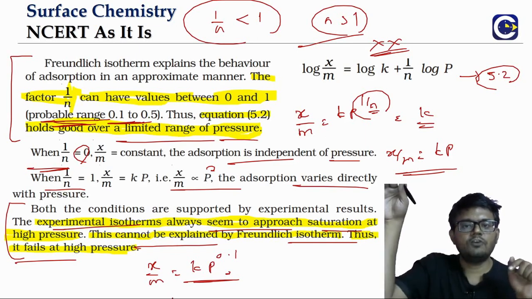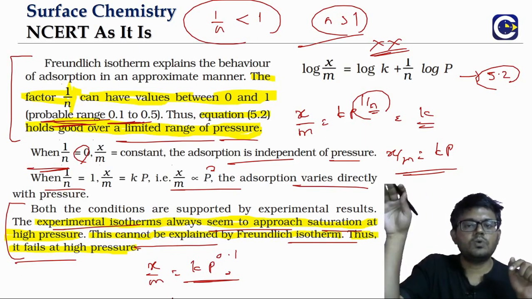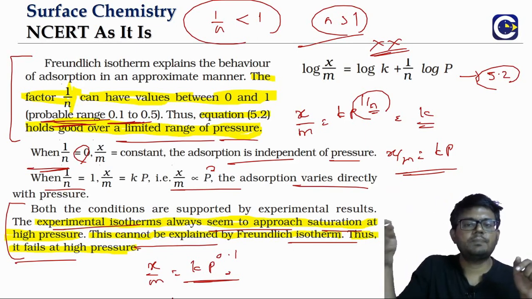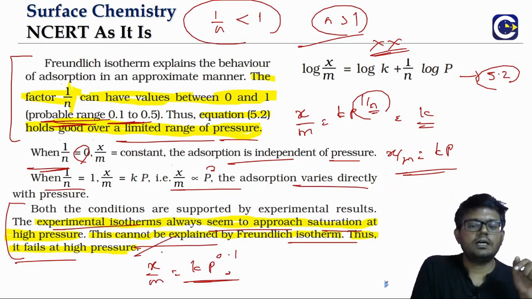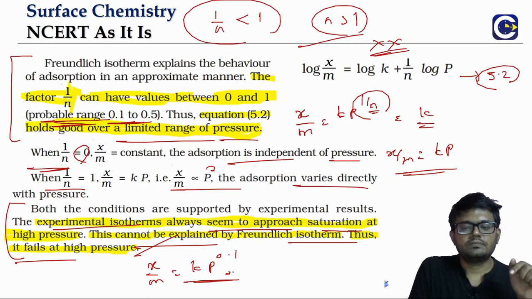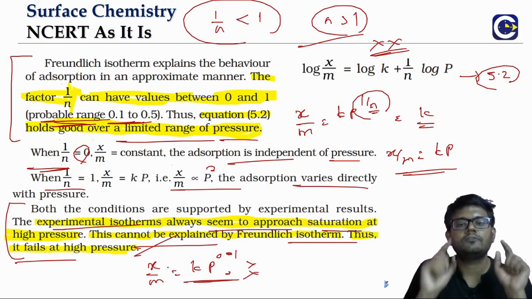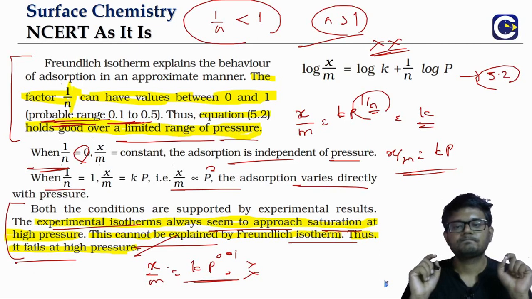After a certain higher value of pressure, saturation means what? From there, even if you increase the pressure, it should not affect our extent of adsorption. But that cannot be seen from the equation, right? Because this equation clearly tells us that as long as the pressure is changing, we will have an impact. So that is where the Freundlich isotherm will be failing.